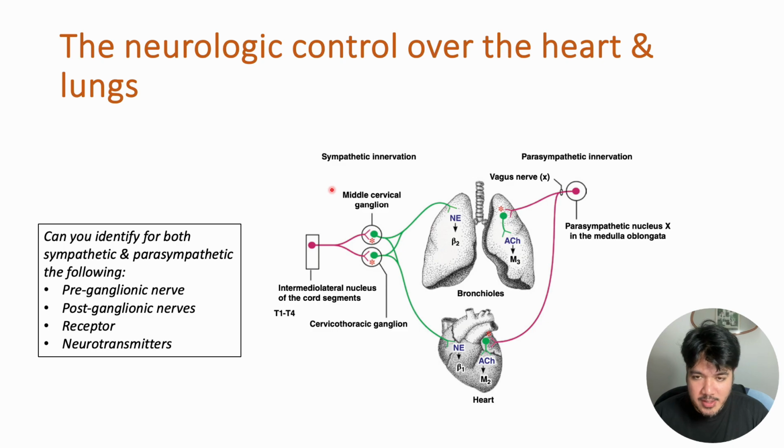So the same thing applies here. You can pause the video. You can try to identify the different pathways for your preganglionic and postganglionic fibers. You can try to identify the receptors as well, and think about the neurotransmitters. So the heart and the lungs, you will see that they have very similar nerves involved in their control.